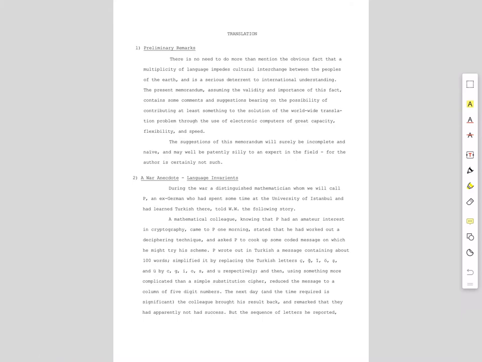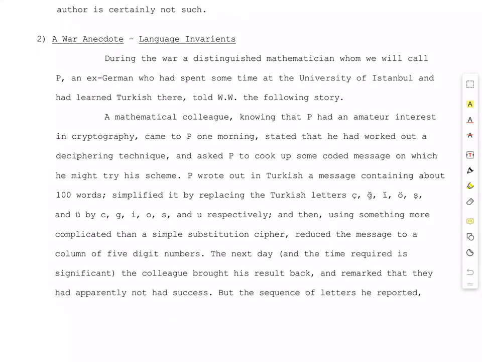Warren Weaver begins with a war anecdote about decoding during World War II. Weaver is somewhat aware of the fact that computers were used to crack codes during World War II. The exact details of this would have been classified, but Weaver may have gotten some information about the general ideas from colleagues, possibly including Alan Turing. In this war anecdote, Warren Weaver describes a situation where an encoded message is decoded without the user knowing what the original code or message was through the use of a computer. The original message turns out to have been in Turkish.